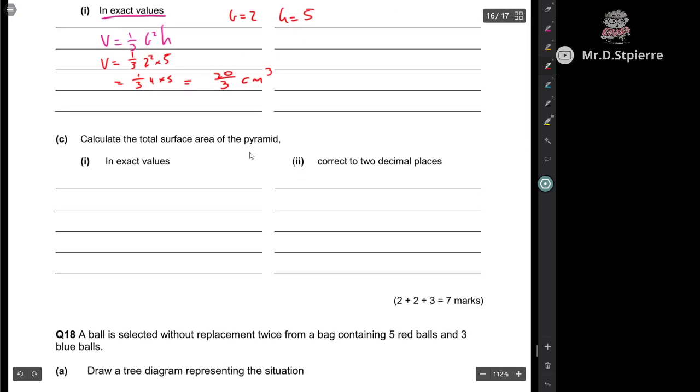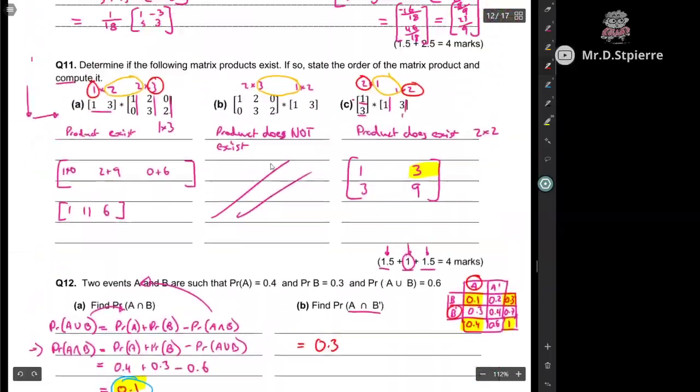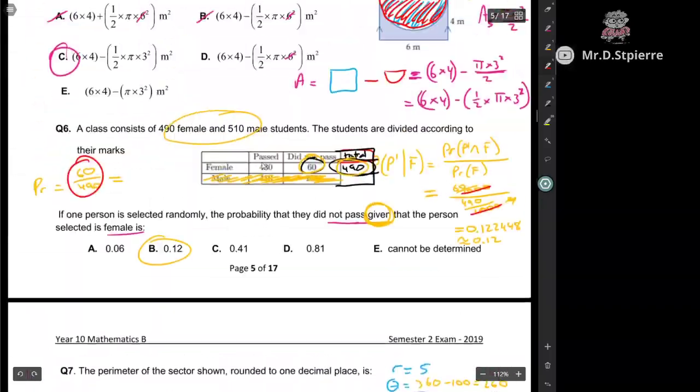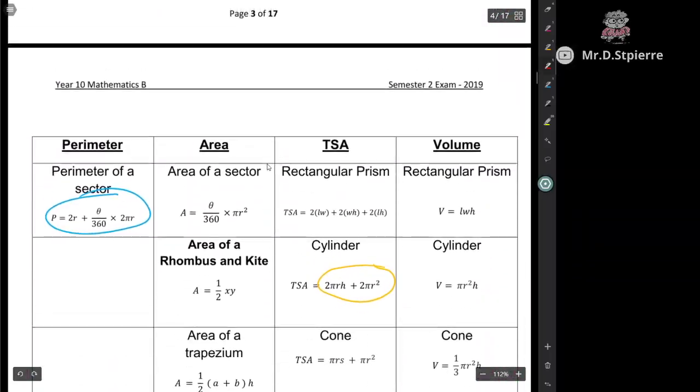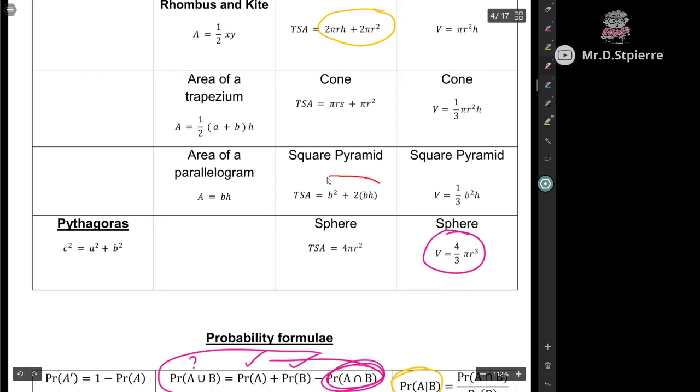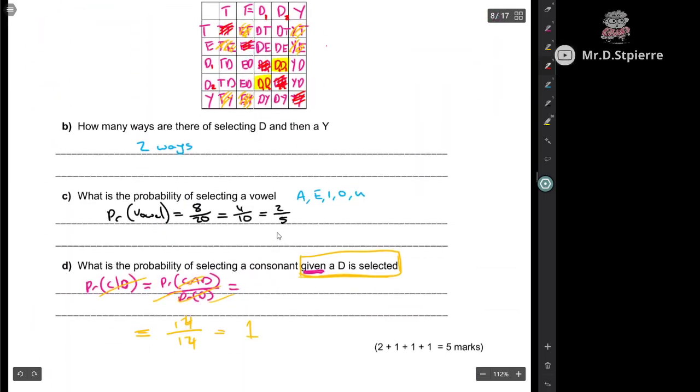Calculate the total surface area of the pyramid in exact values. Okay, so TSA is equal to, for a pyramid here, b squared plus 2bh. B squared plus 2bh.